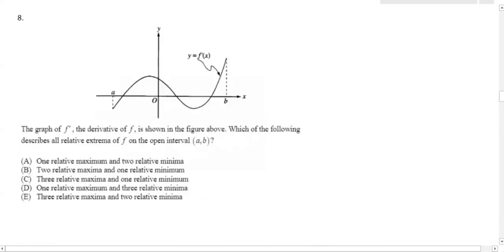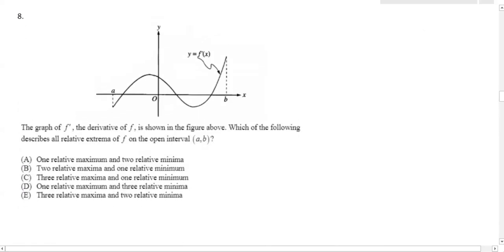Now, moving on to number 8, the graph of f prime, the derivative of f is shown. So again, be careful. We have the derivative graph. Which of the following describes all relative extrema of f on the interval? So critical numbers occur when the derivative is 0 or undefined. So that would be here, here, and here. Since the options are talking about relative max and mins and distinguishing, we know a max occurs when the derivative changes from positive to negative. So that would be right here. And a min occurs when the derivative changes from negative to positive. So that would be here and here. So you have one relative max and two relative mins.